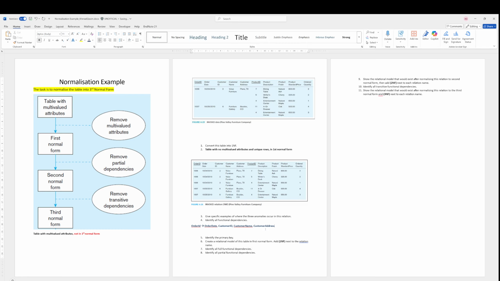Okay, so it will determine the customer name, order date, and customer address. So that's the first one. What about the order date? Does the order date determine anything? Order date generally does not determine anything by itself.